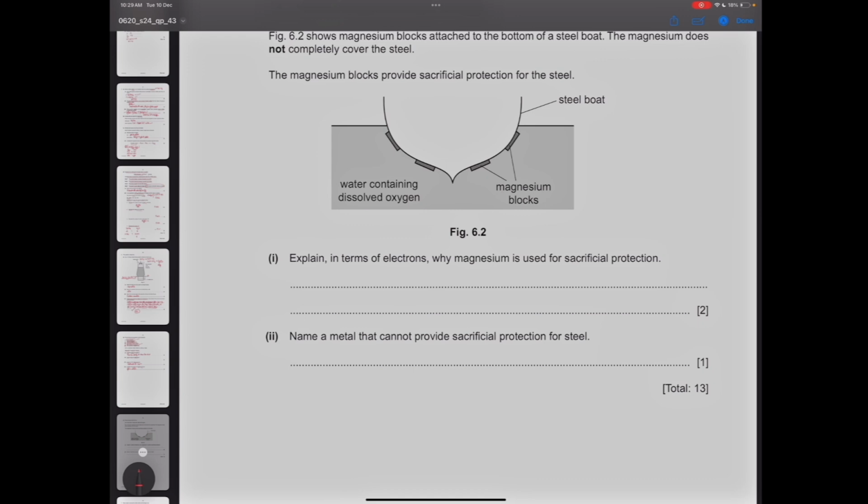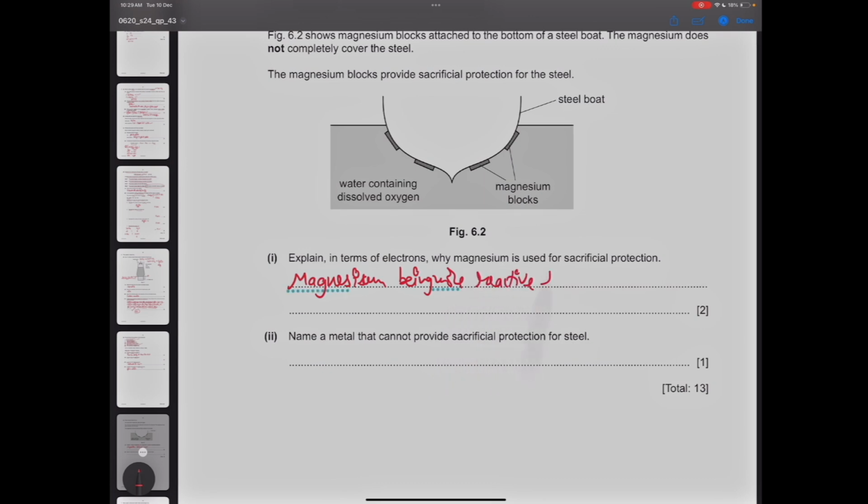So what you need to mention is that the magnesium, being more reactive, readily reacts and loses electrons. It is more reactive than iron, so it will lose electrons and get oxidized first. Loss of electrons is oxidation, so this is what you can mention here.